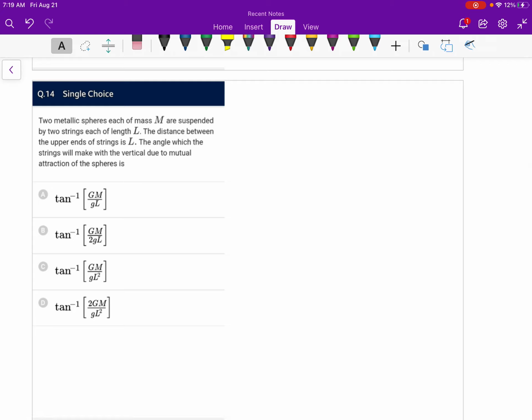Two metallic spheres are suspended by two strings each of length L. The distance between the upper ends of the strings is L. One point of suspension is this O1 and another point of suspension is O2, and because of gravitational attraction, both the strings deflect towards each other this way.